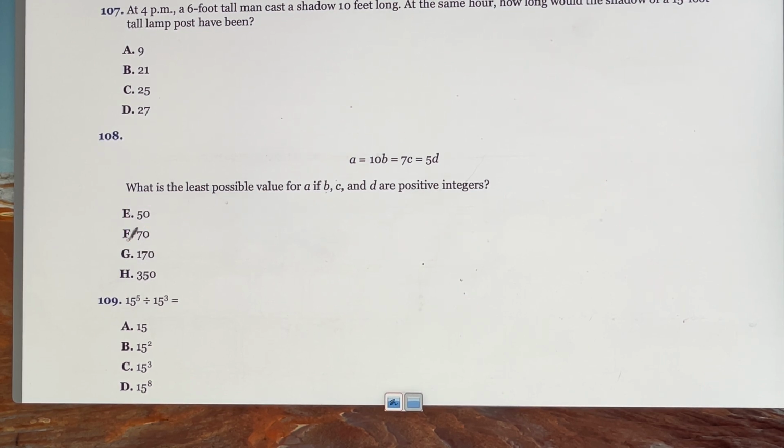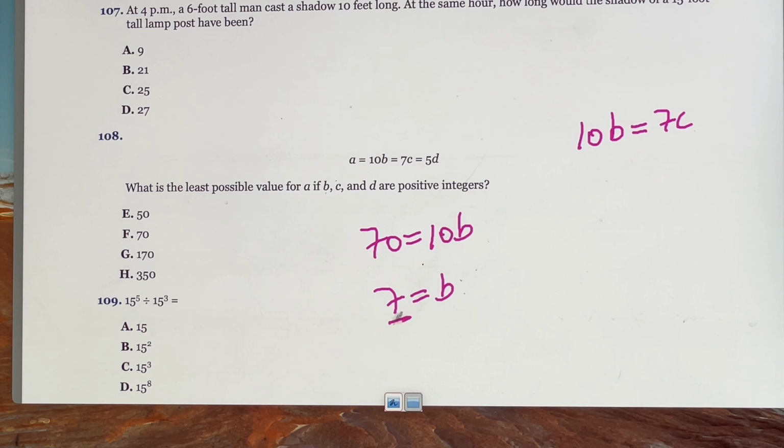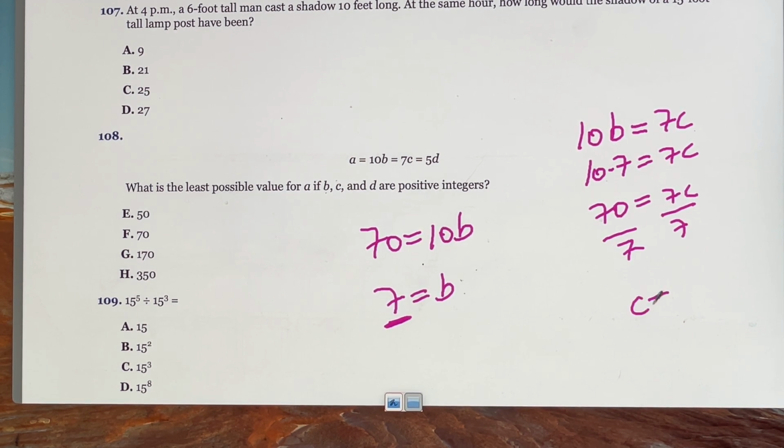Let's try F. If A is 70, we get the equation A equals 10b. Divide both sides by 10, we get B equals 7. So that works. So let's use that for the following equation, 10b equals 7c, to find c. So let's replace b with 7. 10 times 7 equals 7c. 70 equals 7c. Divide both sides by 7, and we get c equals 10. So that so far is good.